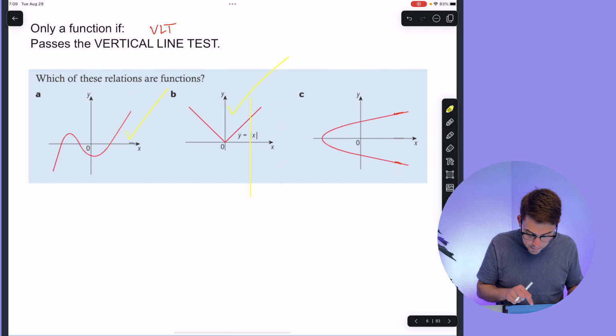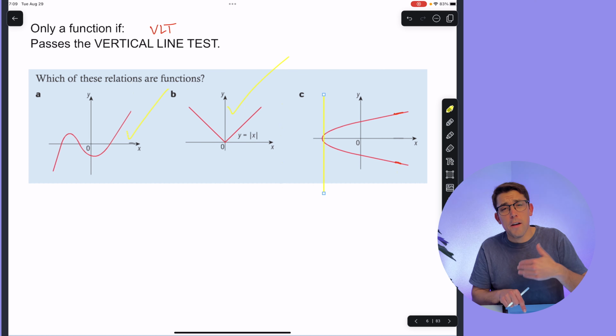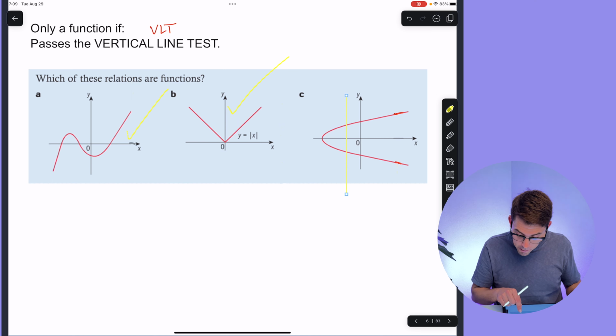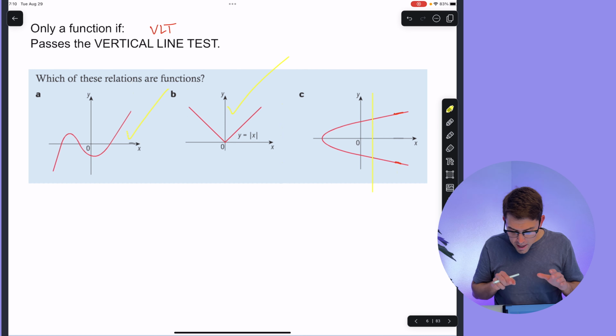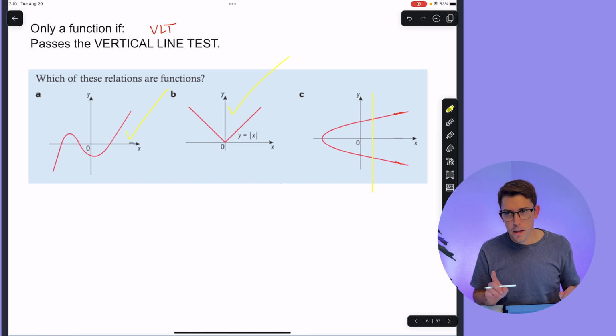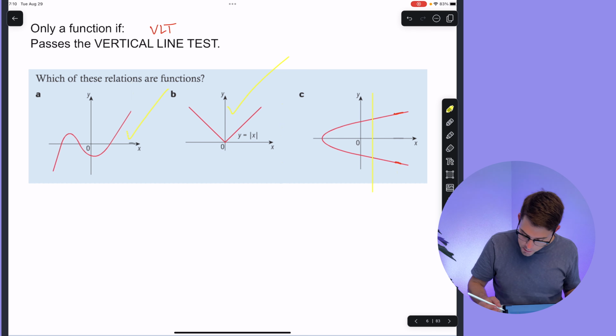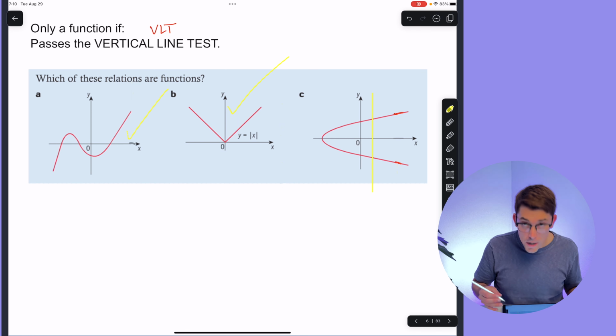I'll give this a check mark. That's a function. And just like our last example, when we had the 25 mapping to 5 and -5, our 1 to many, you can see right here, it's intersecting at 2 points. So if on this vertical line that you draw, it intersects at more than one point, it is not a function, because you're going to have a 1 to many example.